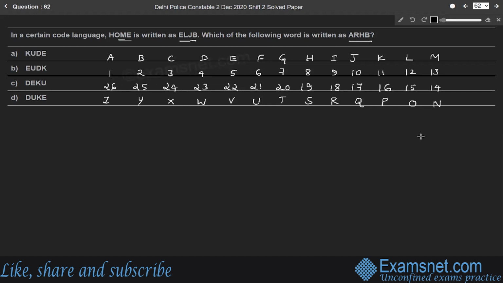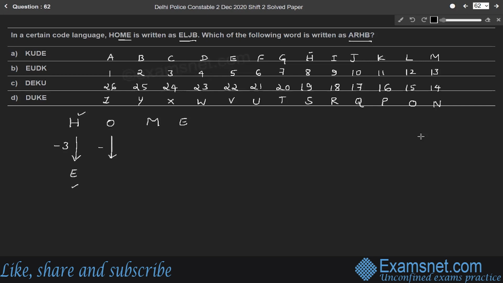So here, the logic is HOME is written as HOME. The positional values of the alphabets are given here. H's positional value is 8. H minus 3 becomes 8 minus 3, which is 5, which is E. So H is coded as E, right?